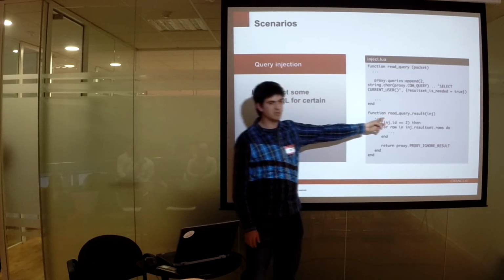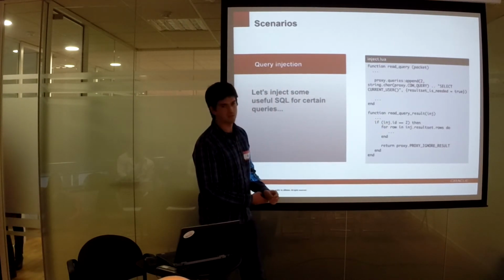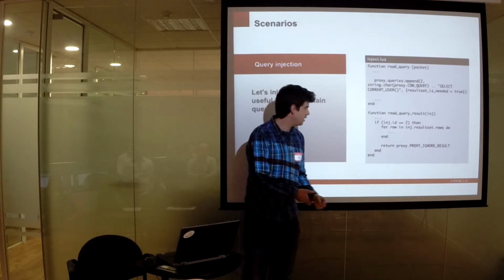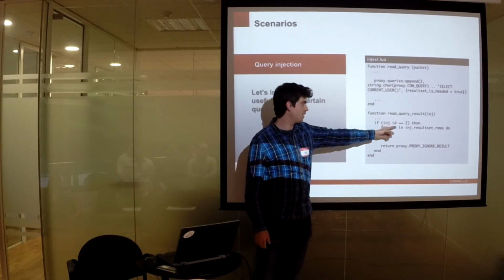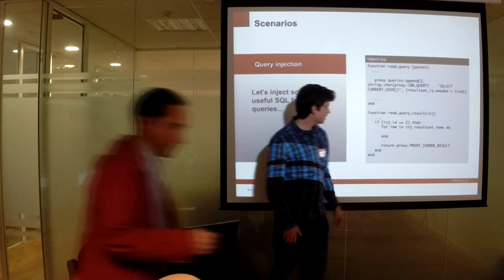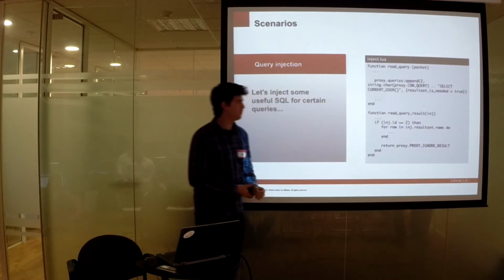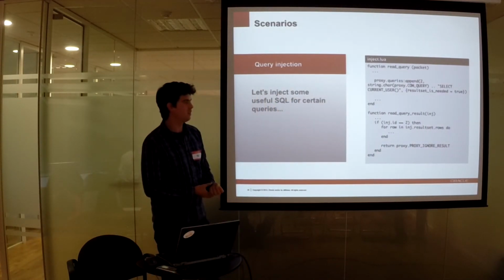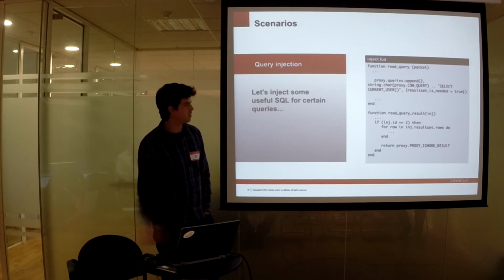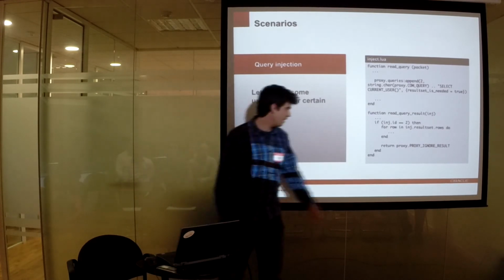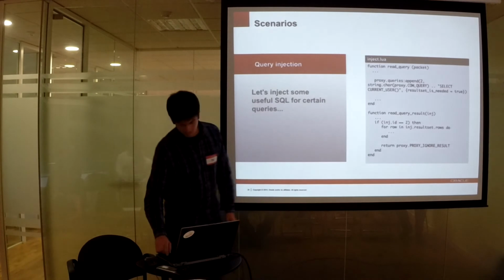The read query result is the function that handles the results from the server. In this case, we check in the injection queue if the ID is 2, this one. And if so, we iterate over the result set, we print it, we change it, we do whatever we want. And in this case, I just ignore the results. I will show you.